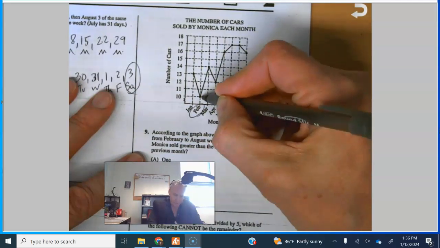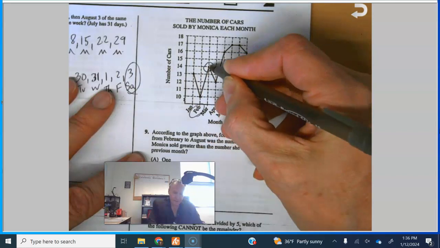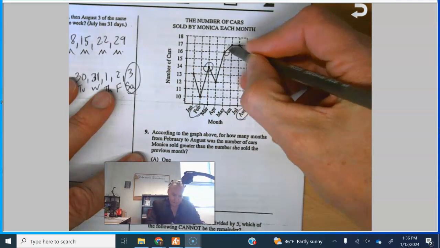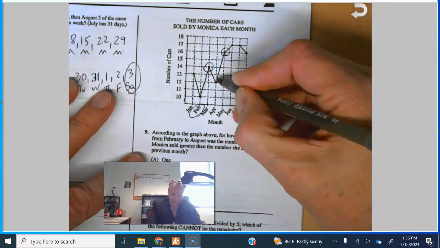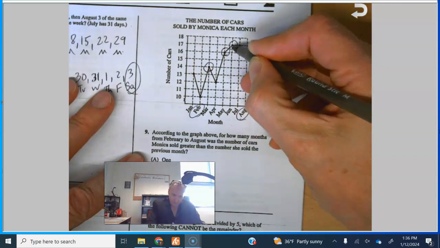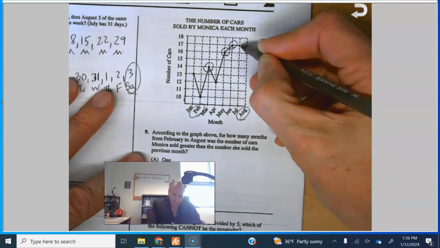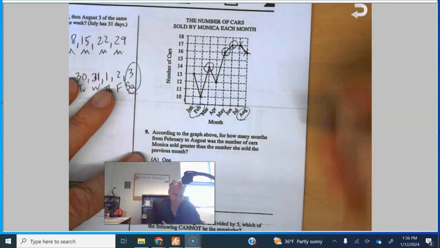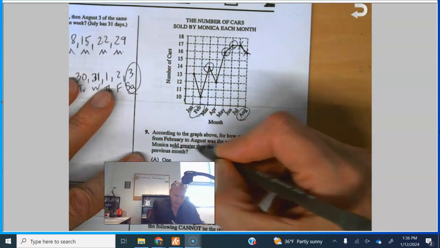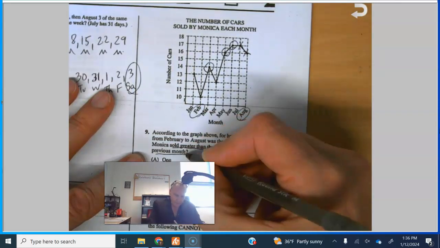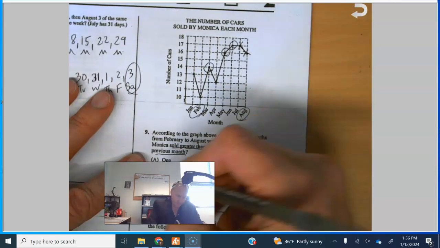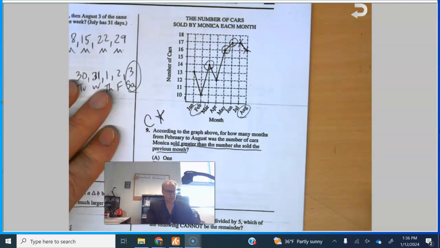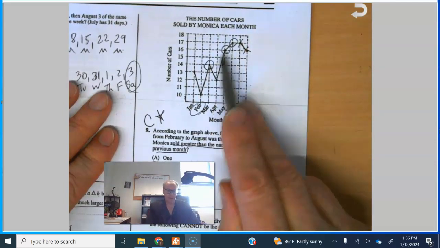So we're going to start in February. This month is greater than the previous month, so there's 1. This one is not. This one is, since this month is greater than that one. This one is, since this month is greater than that one. This one looks like it's even, so that's not it. And it definitely went down over here. So we wanted to find out how many months is it greater than the previous month? 1, 2, 3. C is 3.